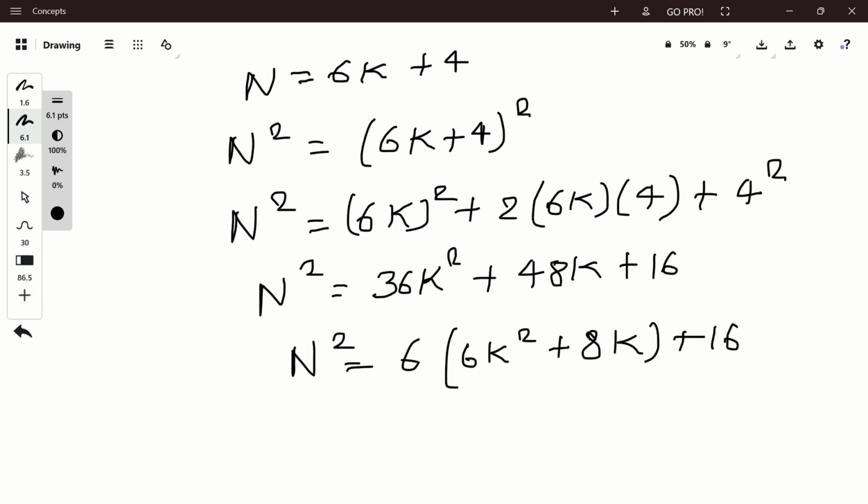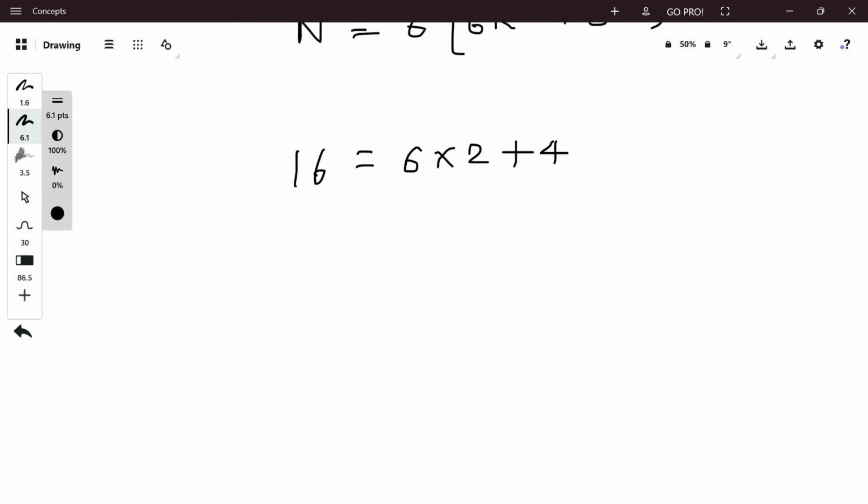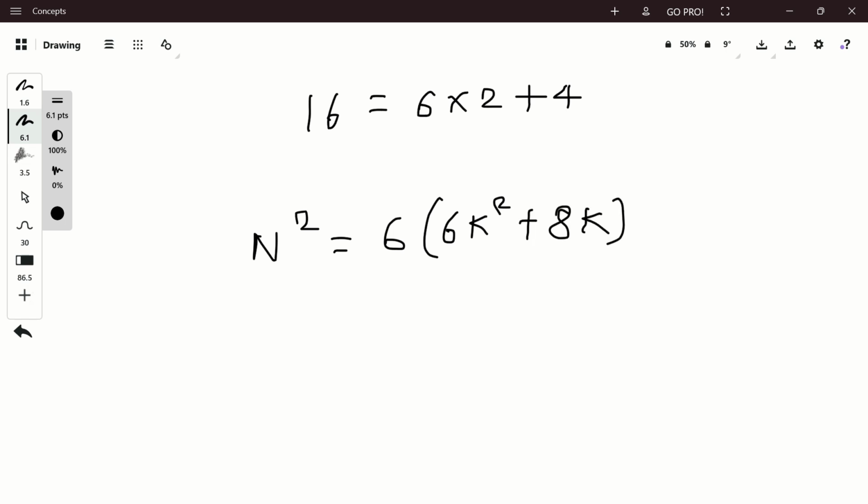Now express the constant term 16 as a multiple of 6 plus a remainder. That is 16 is equal to 6 into 2 plus 4. Substituting this back into the expression for n square, we have n square is equal to 6 into (6k square plus 8k) plus 6 into 2 plus 4.